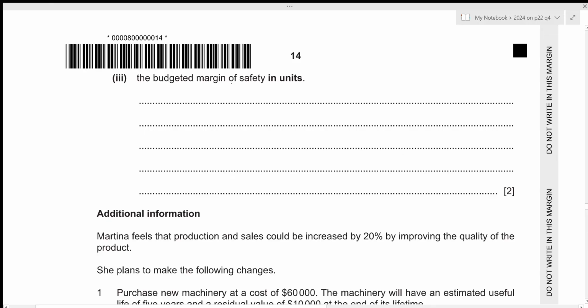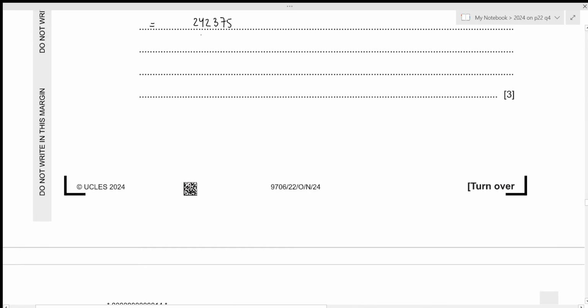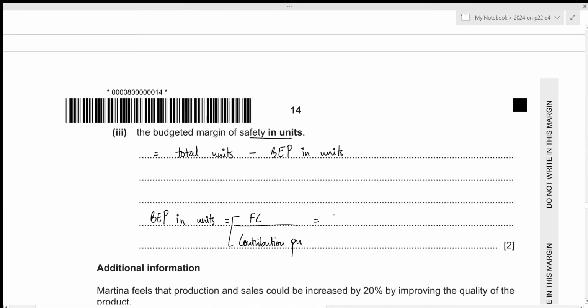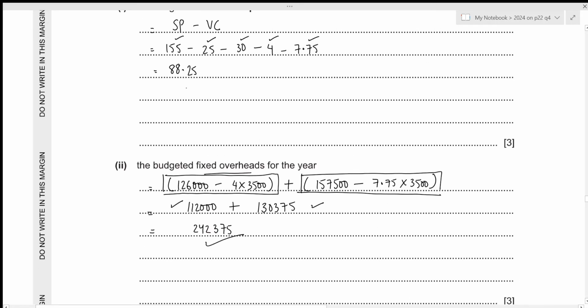Now we need to calculate the budgeted margin of safety in units as well. Remember, the margin of safety in units is just the total units minus break-even point in units. So we first need to calculate the break-even point, which is just the total fixed cost divided by the contribution per unit. And we've already calculated both of these values. So the fixed cost is 242,375 and the contribution per unit is 88.25.